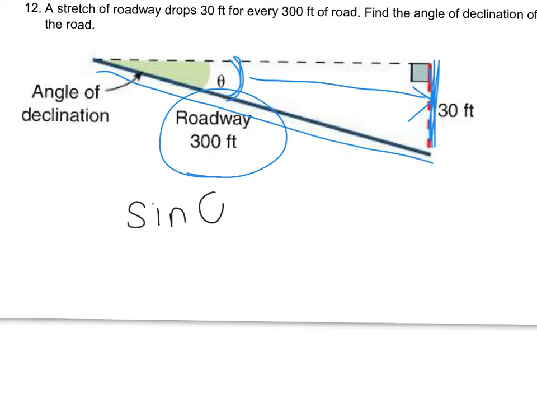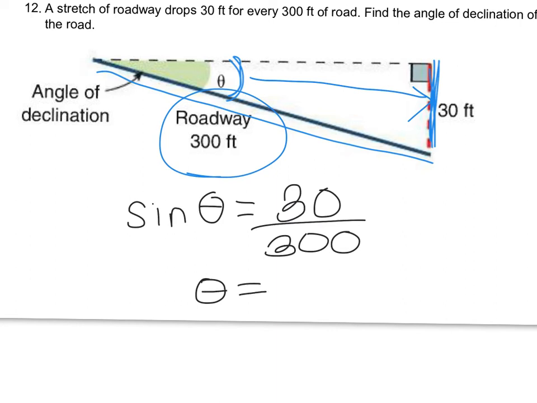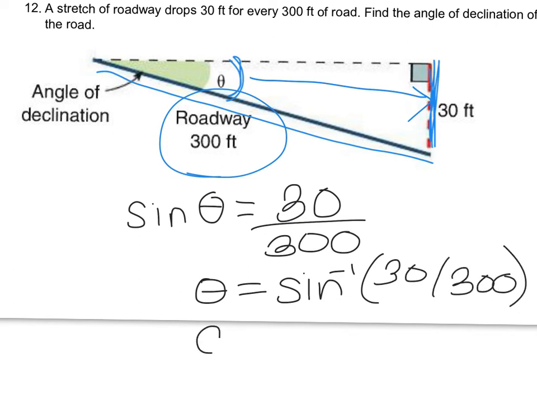Sine of the angle is equal to the opposite side over the hypotenuse. And then remember, whenever you're solving for the angle, that is when you use the inverse trig. And we're going to type that in our calculator and figure out how steep the angle is. So we'll do inverse sine of 30 over 300. There it is, declining at approximately 5.7 degrees.